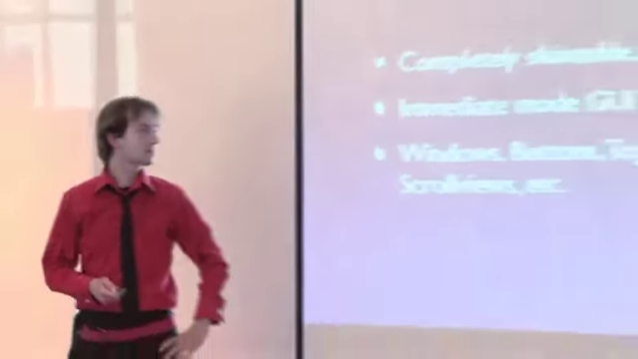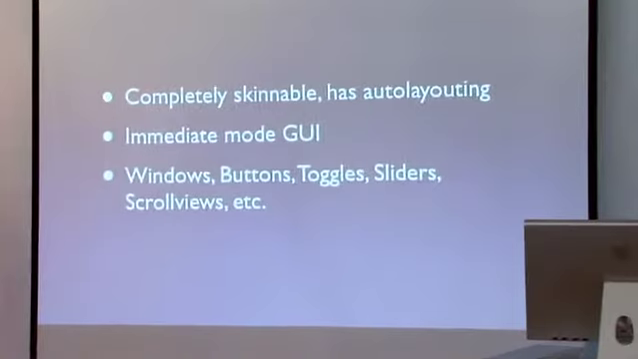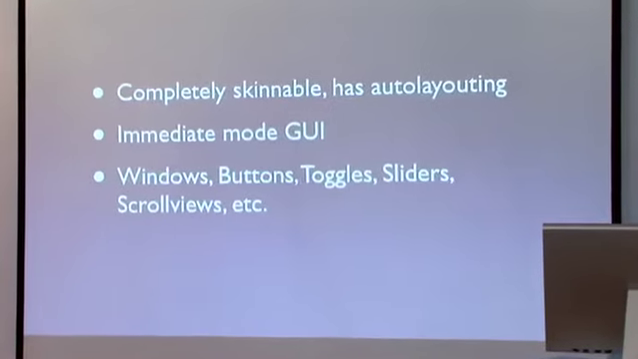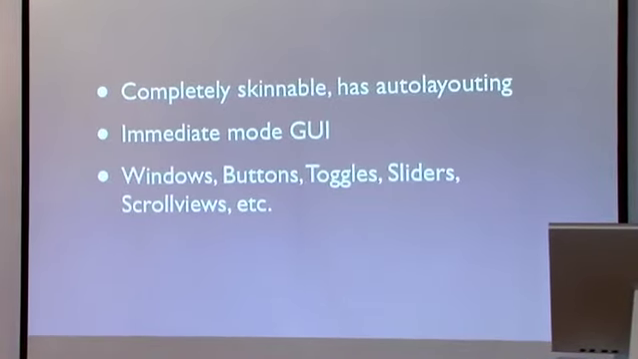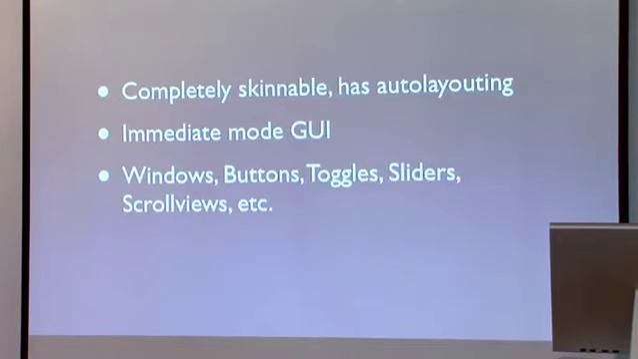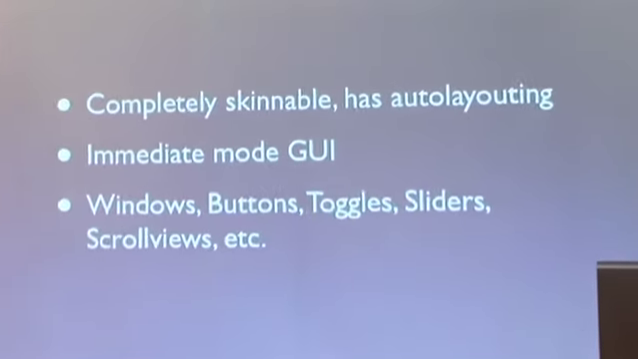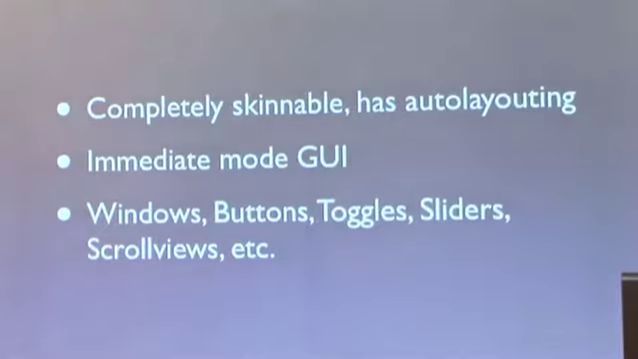Okay, so what is Unity GUI? It's completely skinnable and it has auto layouting. It is an immediate mode GUI. What this means is that it's quite different from what you're used to. Basically, you do not create a button object and have a lot of properties on it. Everything is done through code. So you just have one line of code and that creates a button. It's a bit weird to get used to, but once you're there, it's incredibly flexible and it's really, really great for games where anything can happen at any time.